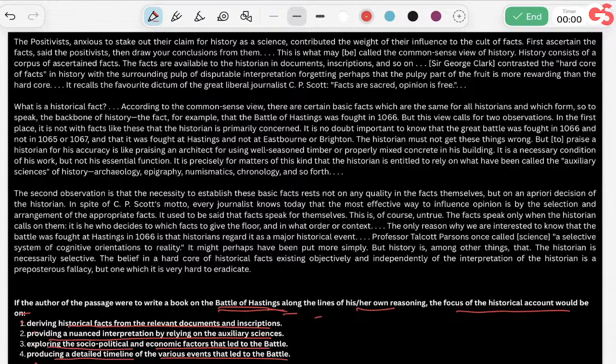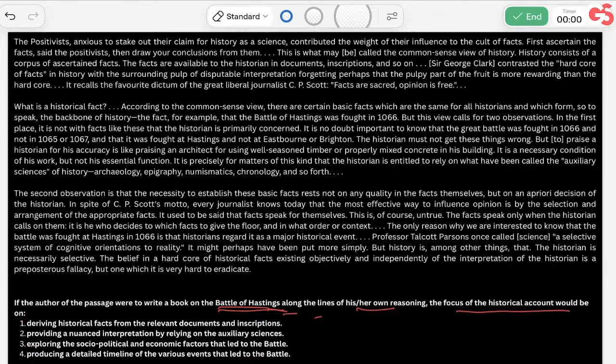Right? So let's see. The first one says deriving historical facts from the relevant documents and inscriptions, not really. The author does not believe that; the author wouldn't write this. Providing a nuanced interpretation by relying on the auxiliary sciences, might be true. Exploring the socio-political economic factors that led to the battle, might be true. Producing a detailed timeline of the various events that led to the battle, not really, because whatever the historian feels is the thing, right?